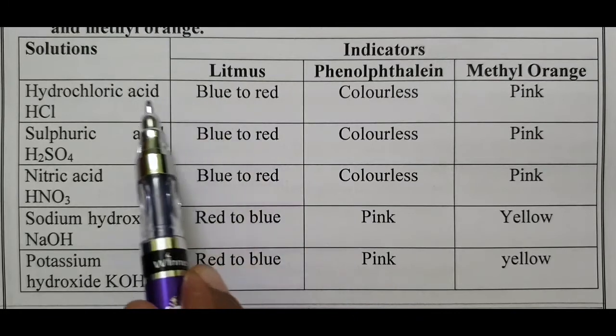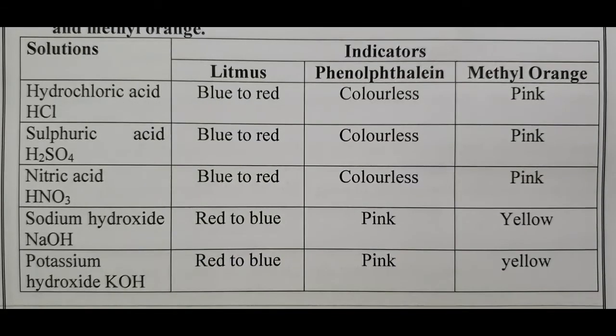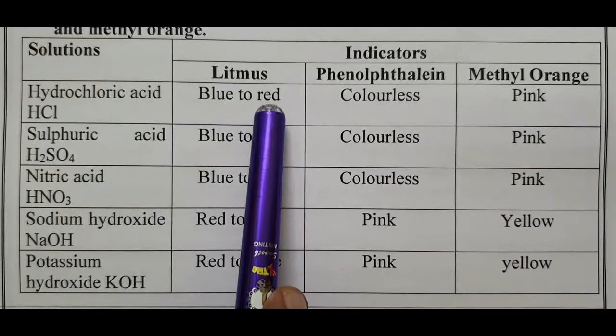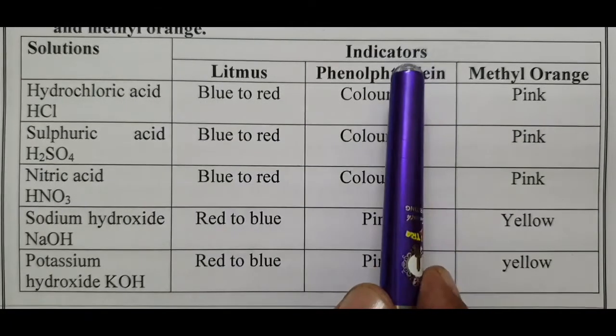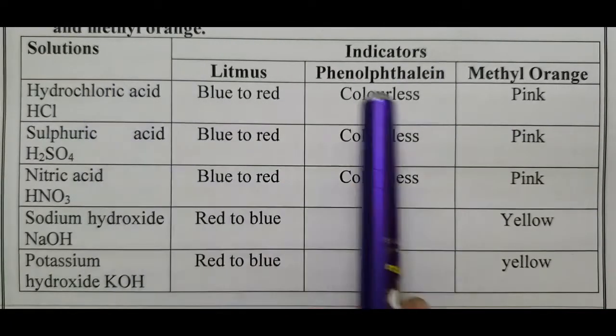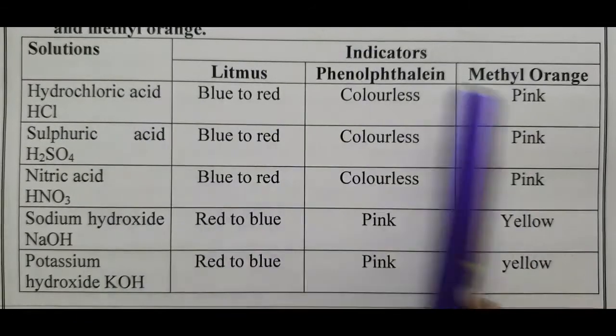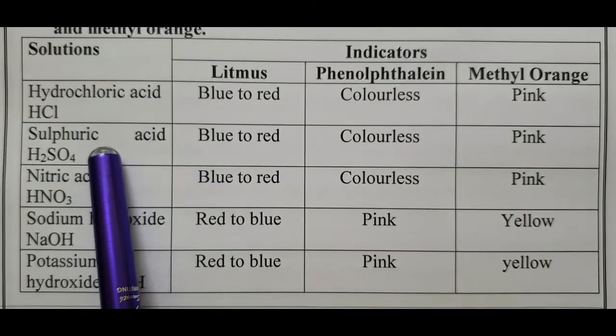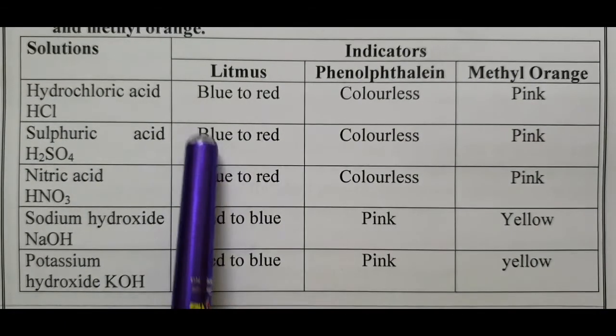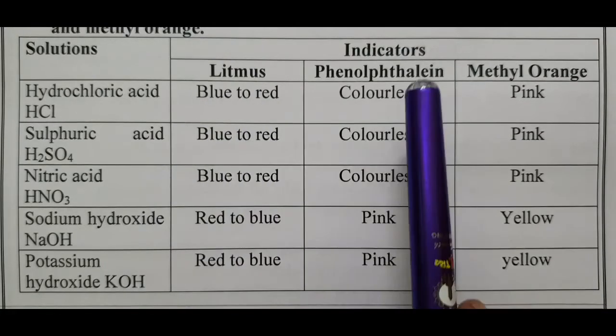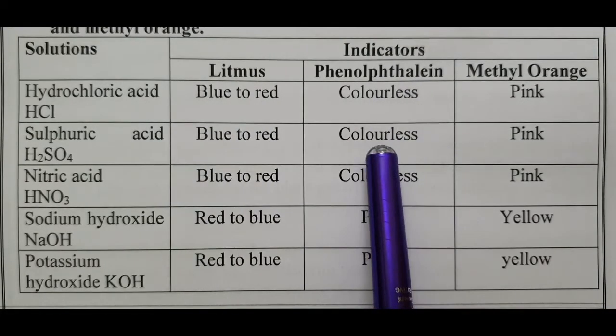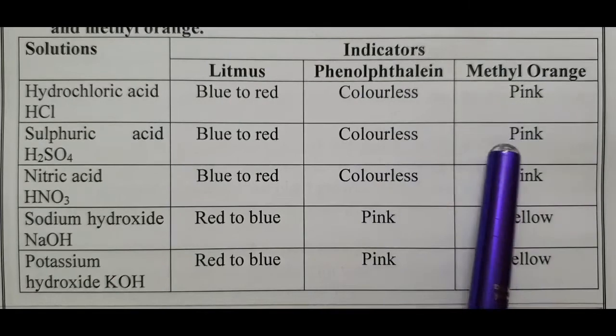Litmus: hydrochloric acid turns blue litmus into red. Phenolphthalein in acidic medium is colorless, methyl orange in acidic medium is pink in color. Sulfuric acid, like all acids, turns blue litmus into red. Phenolphthalein in acidic medium is colorless, methyl orange is pink in color.